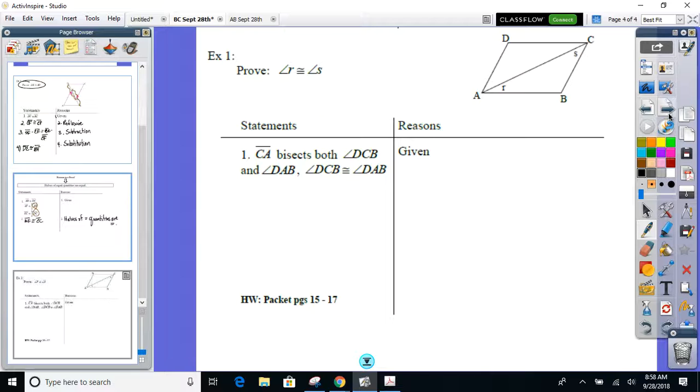And not only are they being cut in half, what do you know about the two originally? Keep reading the givens. They're congruent. So if I cut them in half and they're congruent, what should I know about those halves? They should be equal, but let's write all this down here instead of talking about it. So I have DCB, the whole angle here, is congruent to DAB.